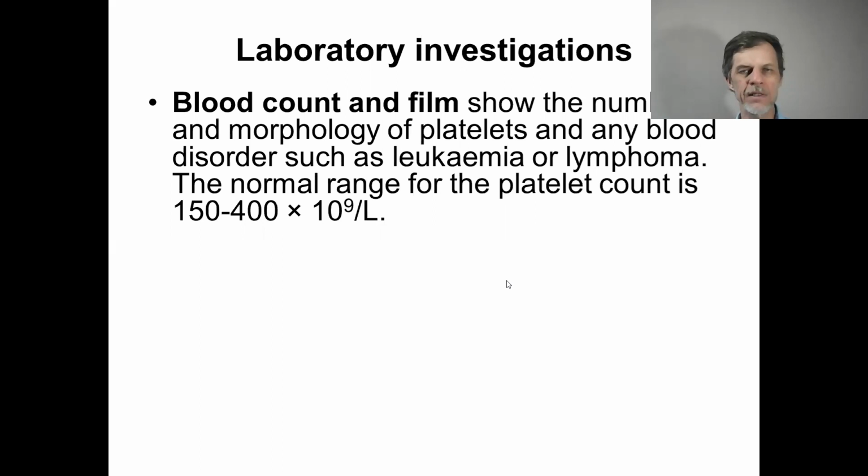10 to the 9, it means billions per liter. 10 to the 9, this is billion; 10 to the 6, this is million. You see the number of platelets, how many times? 40 times more than the number of leukocytes. Of course, it's less than the number of erythrocytes, but more than the number of leukocytes.